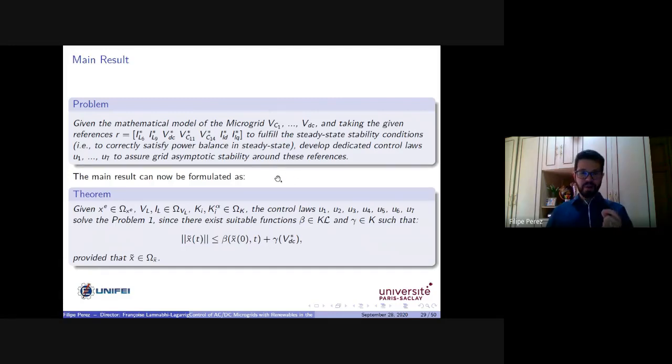So with this problem, we can give the theorem where, considering the equilibrium points, the perturbations of the system, and the control gain, the proposed control laws solve the problem, where we know that there exists a suitable function beta, which belongs to class KL, and a gamma of class K, such that this inequality holds, where we see the input-to-state stability properties.